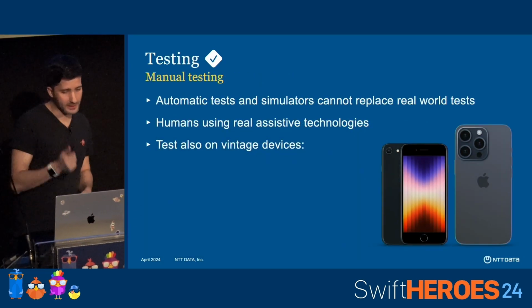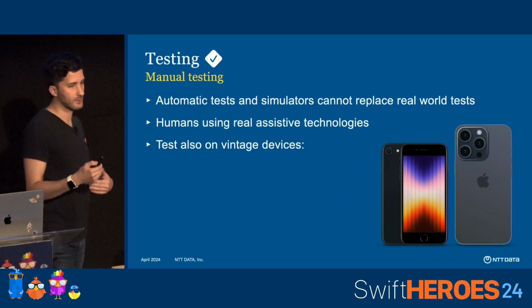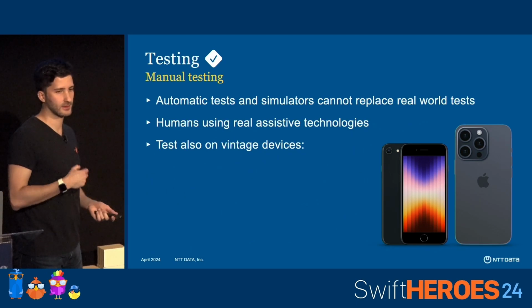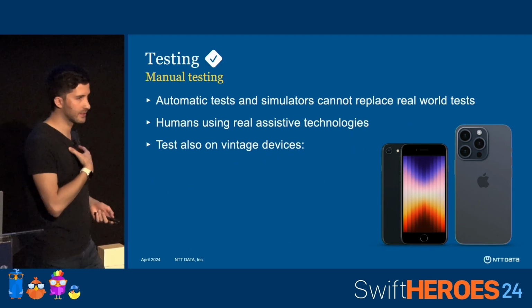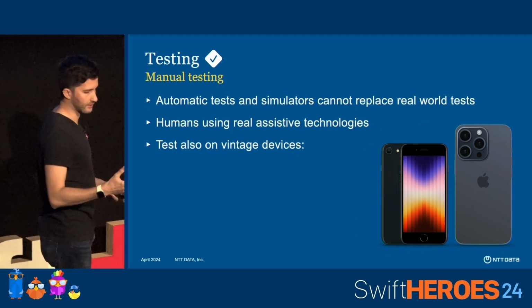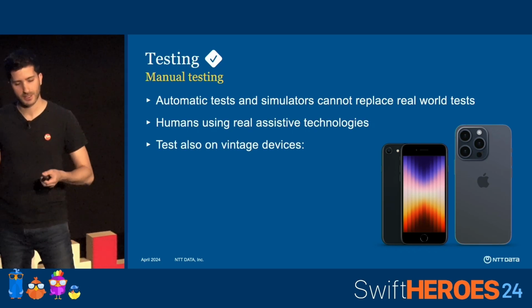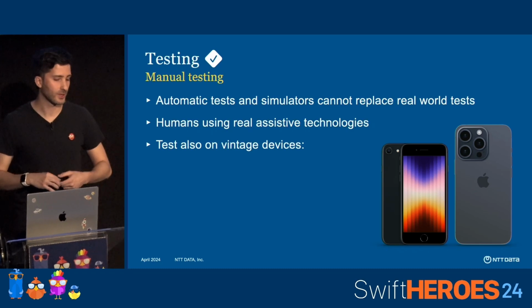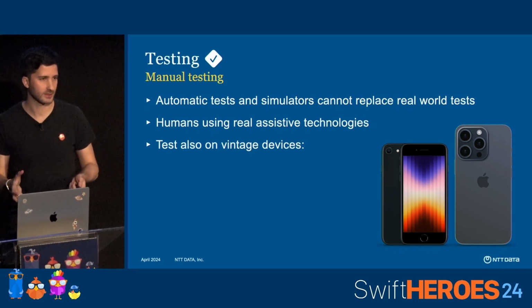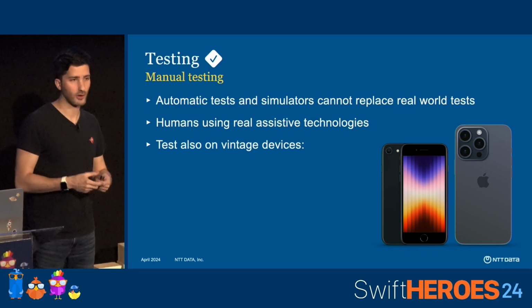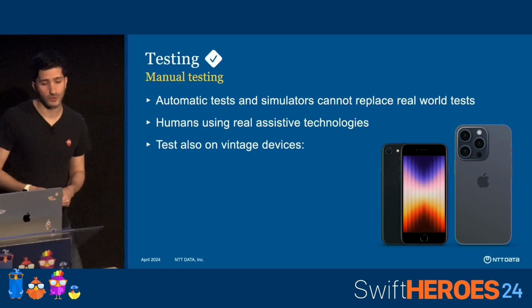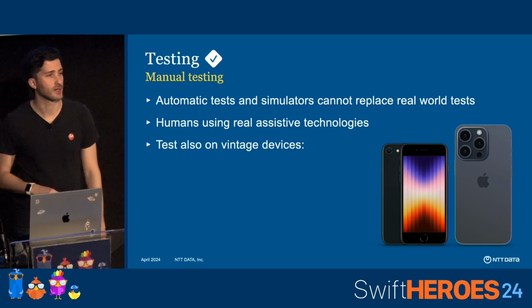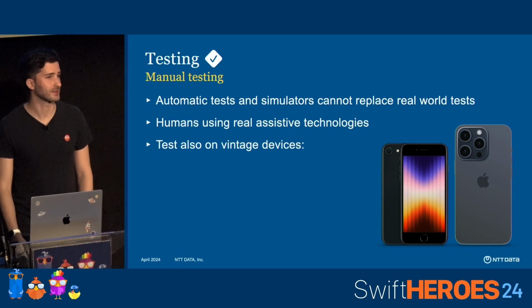There are also automatic testing, libraries, and simulator debug tools that we can use to test accessibility and maintain it over the development of the apps, but they cannot replace real-world tests, as humans using real assistive technologies are our best source of truth and of feedback. And we should also be testing on vintage devices and not only the most performant iPhone.